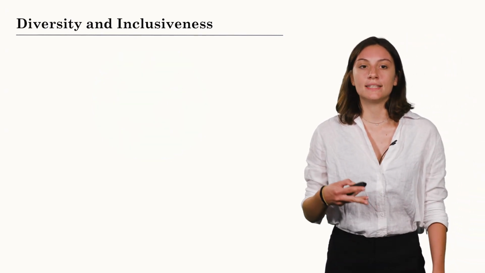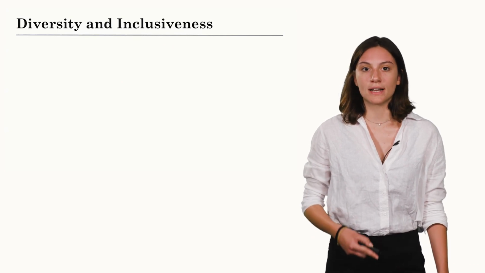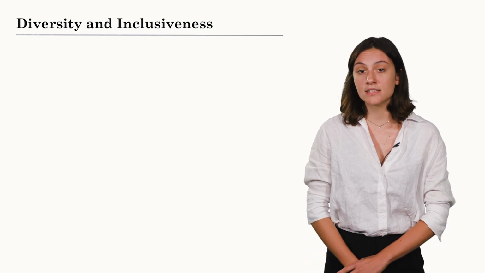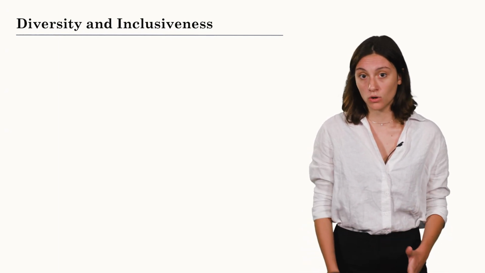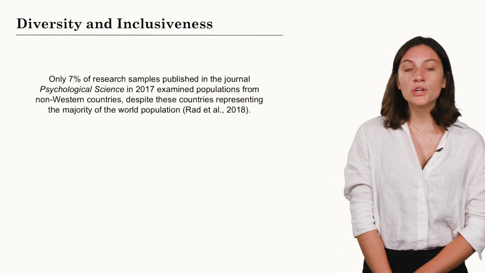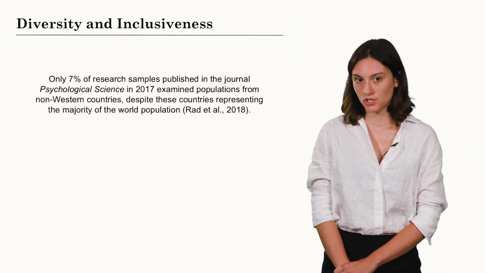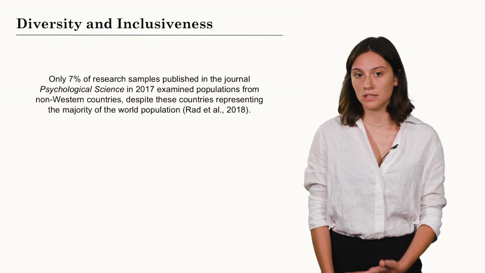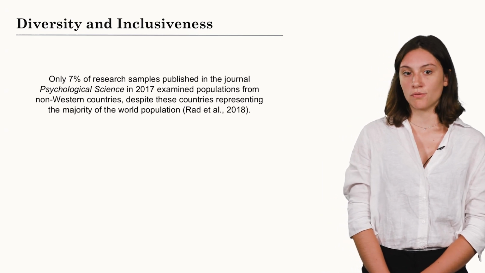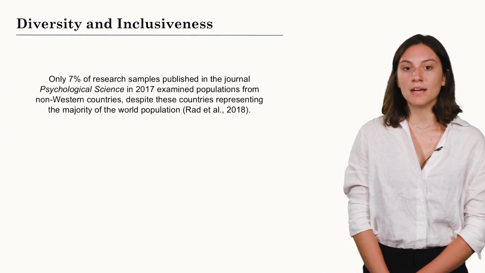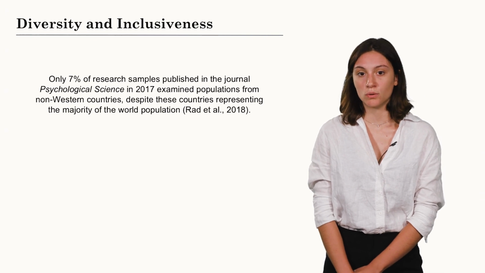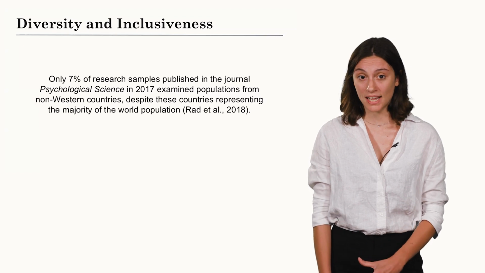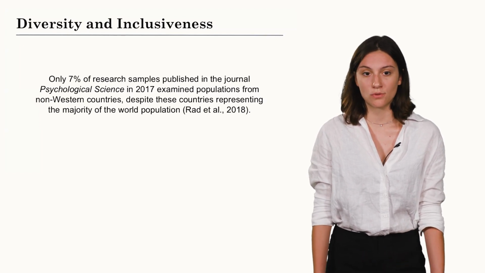So when we mean that samples should be diverse, we are referring to the fact that we want research to reflect global populations. And this is not always the case, particularly in psychological research. For example, we know that only 7% of research samples published in Psychological Science, which is quite a renowned journal in the field of psychology, examine populations from non-Western countries, despite we know that these countries represent the majority of the world population. So it is very striking that only 7% of studies examine populations, for instance, from the Global South.